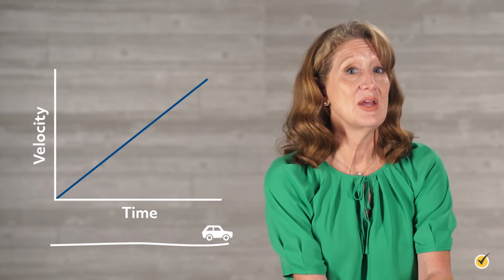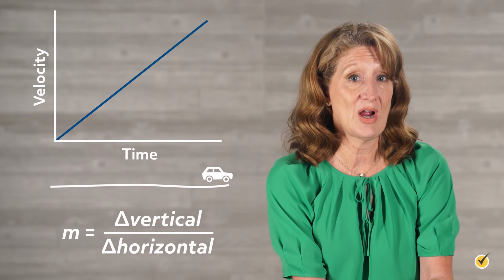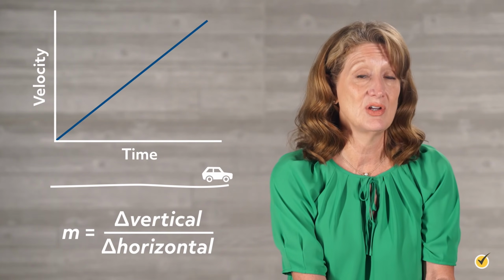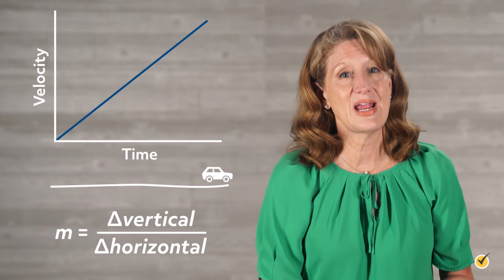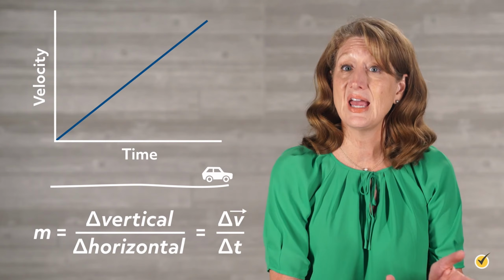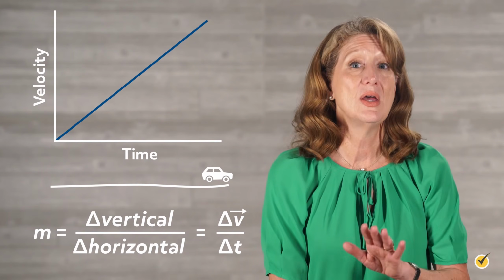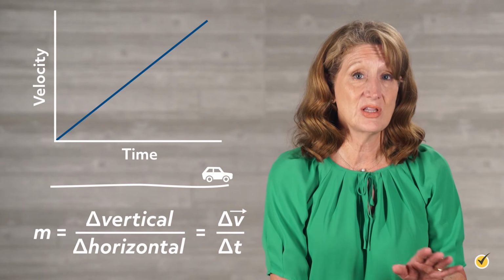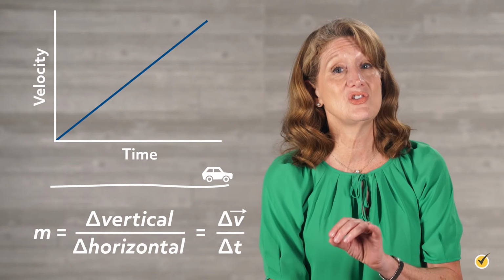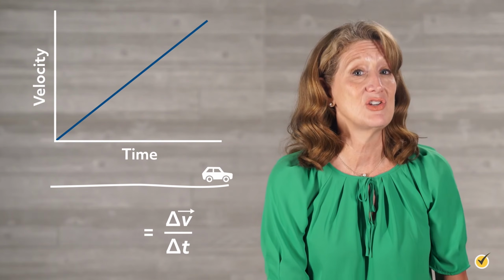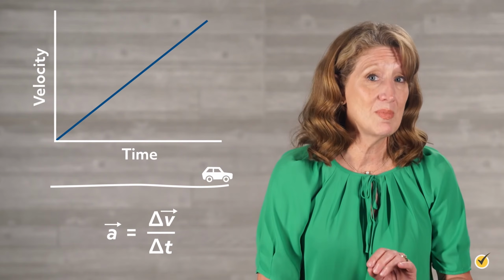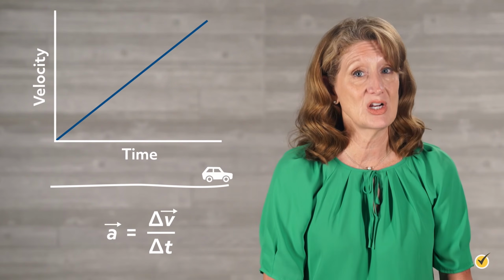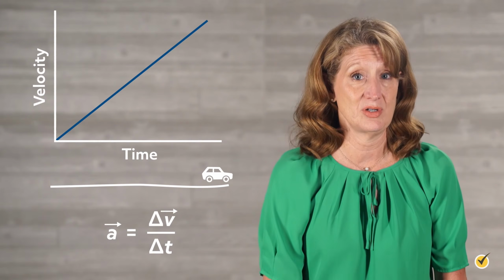In general terms, the slope of a two-dimensional graph is the vertical change over the horizontal change. In this case, the y-axis is the velocity and the x-axis is the time. So the slope of the line is the change in the velocity divided by the change in time. This is the definition of acceleration. Acceleration is a vector, so we must make sure we incorporate the direction into our description of the motion.